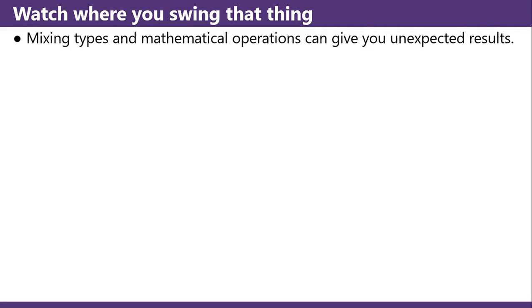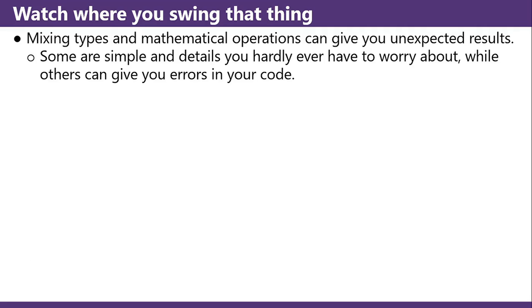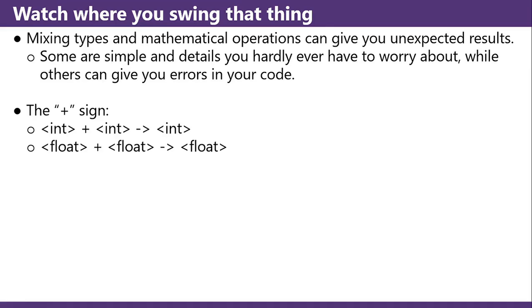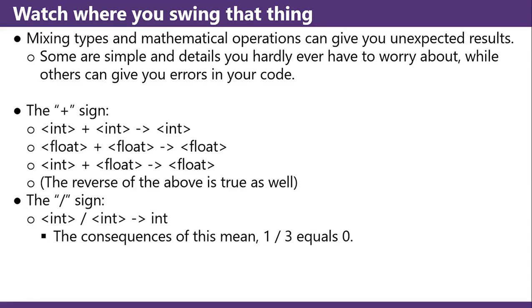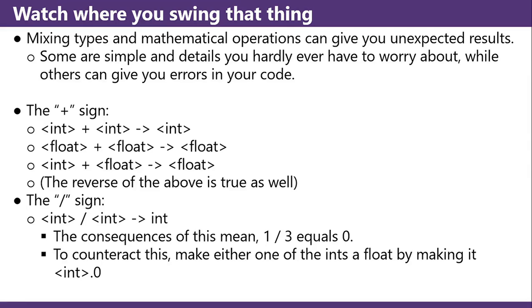Mixing types and mathematical operations can give you unexpected results. Some are simple and details you hardly ever have to worry about, while others can give you errors in your code. Plus sign. An int and an int equals an int. A float and a float equals a float. But if you mix an int and a float, you'll always get a float regardless of the order. The division sign. Int divided by an int gives you an int. The consequences of this means that 1 divided by 3 equals 0. To counteract this, make either one of the ints a float by making it int.0.